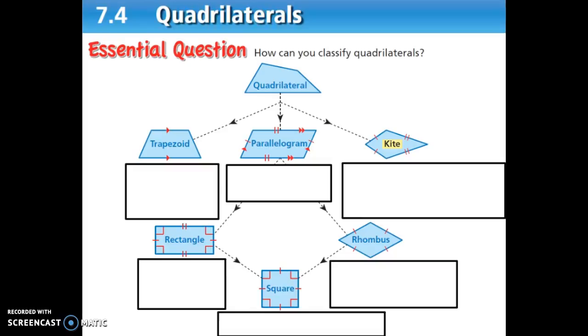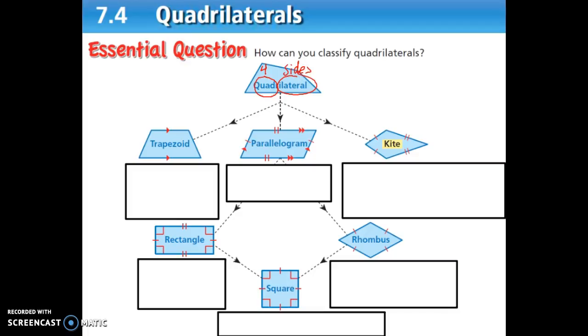Hello, today we're going to be introducing section 7.4, which is on quadrilaterals. Our essential question for the day is, how can you classify quadrilaterals? First, quadrilaterals are just shapes that have four sides. The prefix quad means four and lateral means sides. So together, quadrilateral means four sides, or a shape that has four sides.